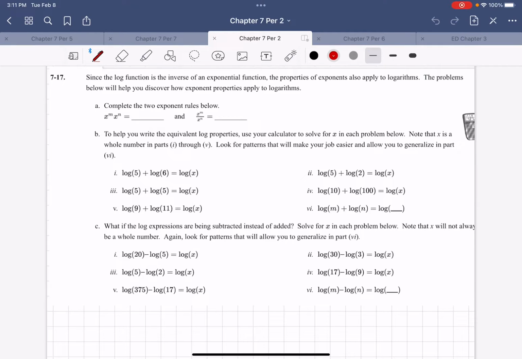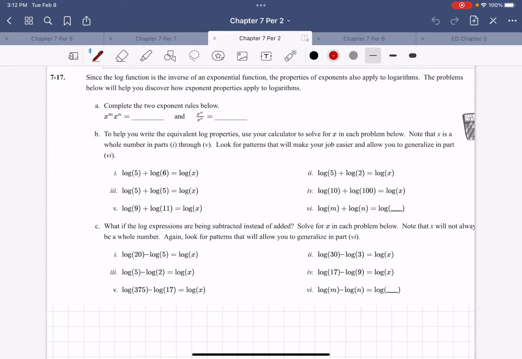Okay, this video is to help you get started on problem 7-17. So this is straight from the book. Since the log function is the inverse of an exponential function, the properties of exponents also apply to logarithms. The problem below will help you discover how exponent properties apply to logarithms.